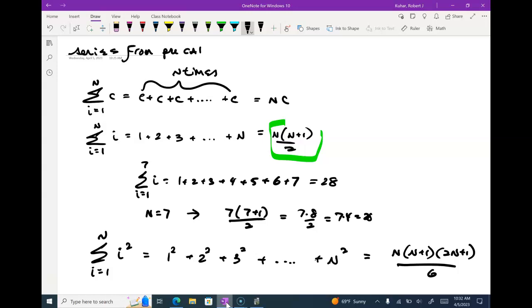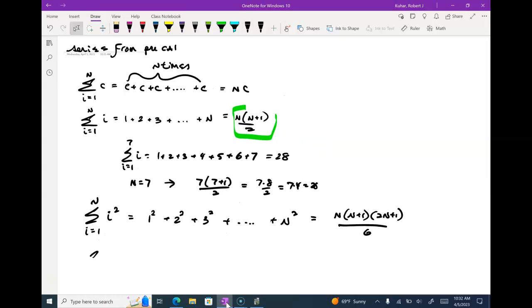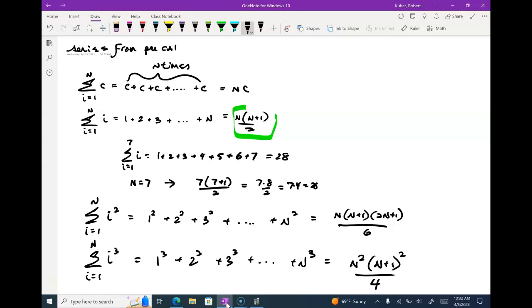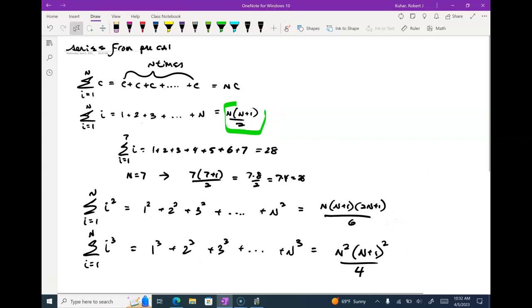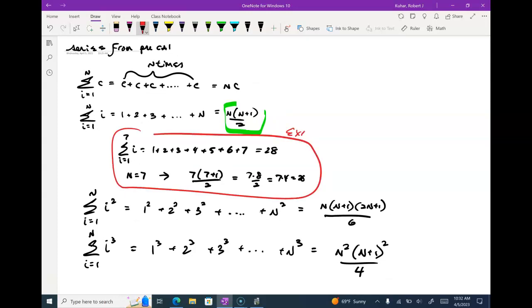So, one more. The series from i equals 1 to n of the indices cubed is 1 cubed plus 2 cubed plus 3 cubed plus dot, dot, dot plus n cubed, and that is n squared times n plus 1 quantity squared all over 4. So those are the 4 that I would like you to have. This was just an example. I'd like you to have all 4 of those on your formula sheet. If you do enough of these problems to practice, you'll have them memorized.